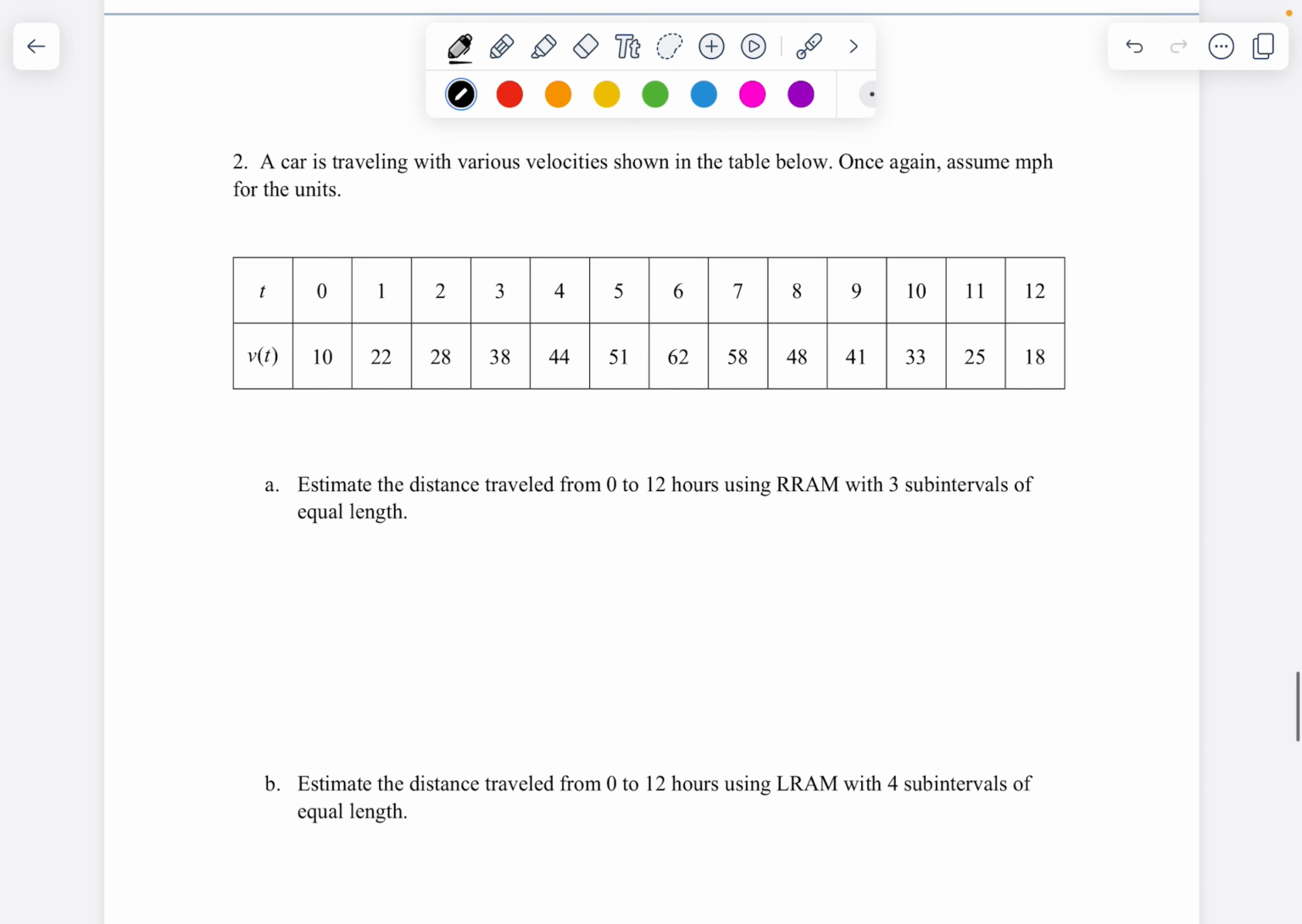Cars traveling with various velocities shown in the table below. Once again, assume miles per hour. And they tell you the time and the velocity, and they don't give you any chart, which kind of sucks. But it says, number 1, estimate the distance traveled from 0 to 12 hours. So start to beginning. Using RRAM, love it. So this is now using the right with 3 sub-intervals. So this is 3 rectangles.